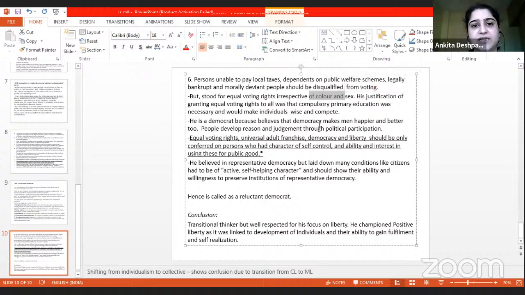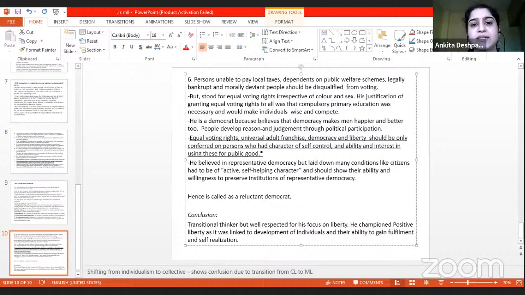His justification for granting equal voting rights to all was that compulsory primary education was necessary and would make individuals wise and competent. They can compete with the best of the people because they're educated. At least they have the basic reasoning. And second, they can also make opportunities for themselves, and from the working class they can even become the propertied class if they use that knowledge for better use.